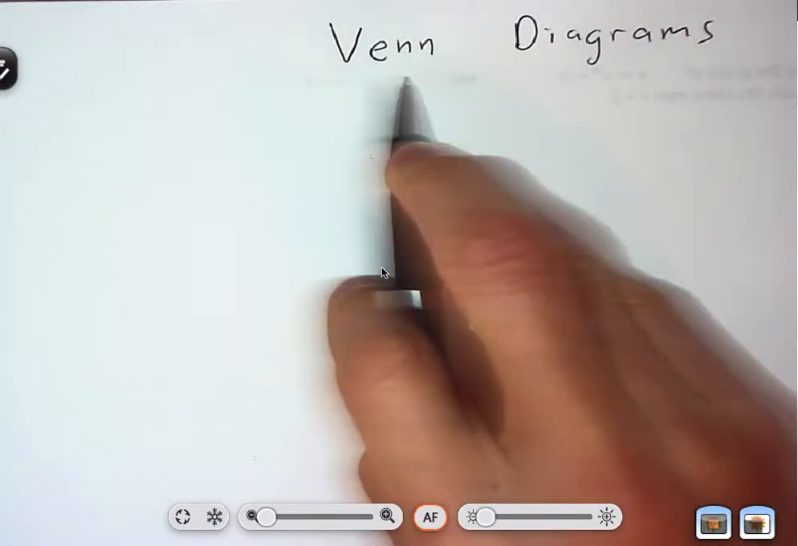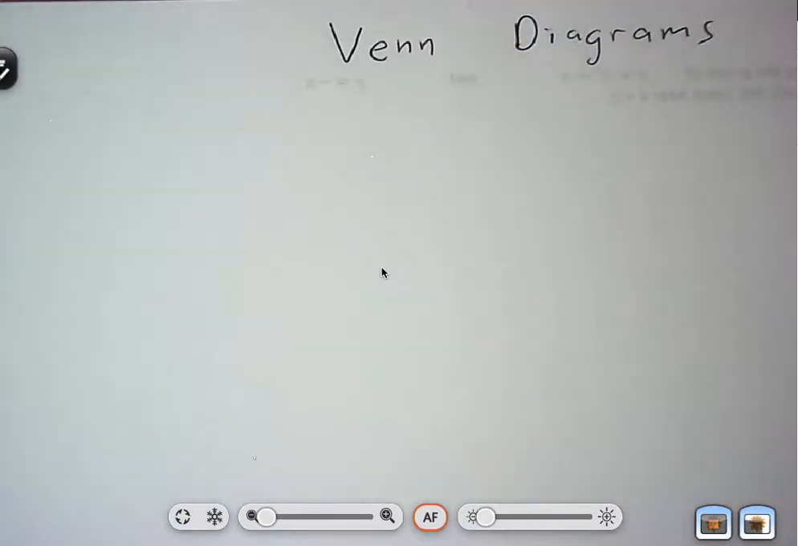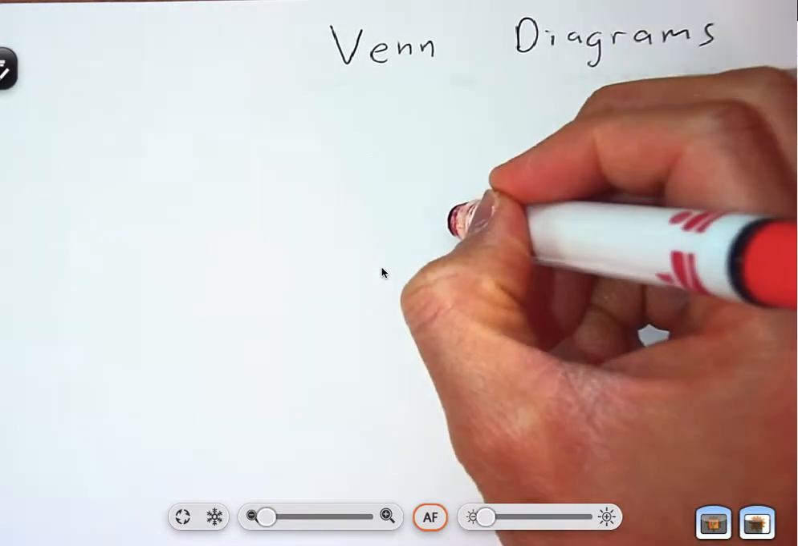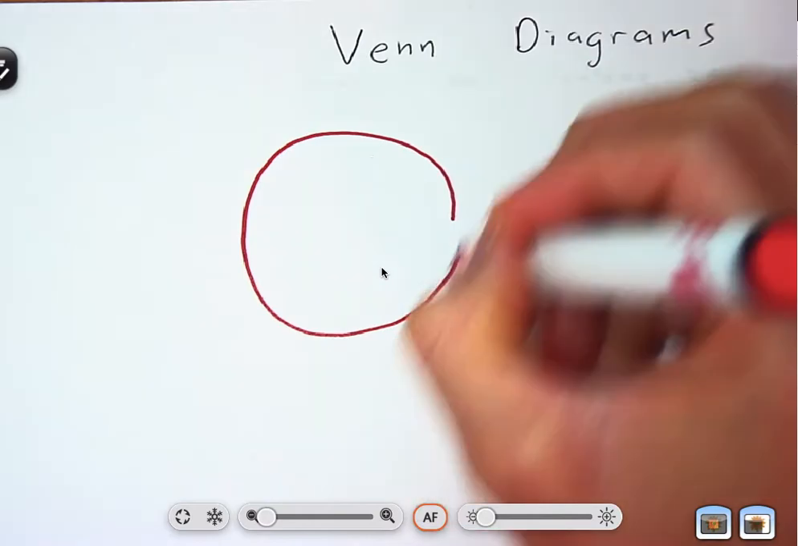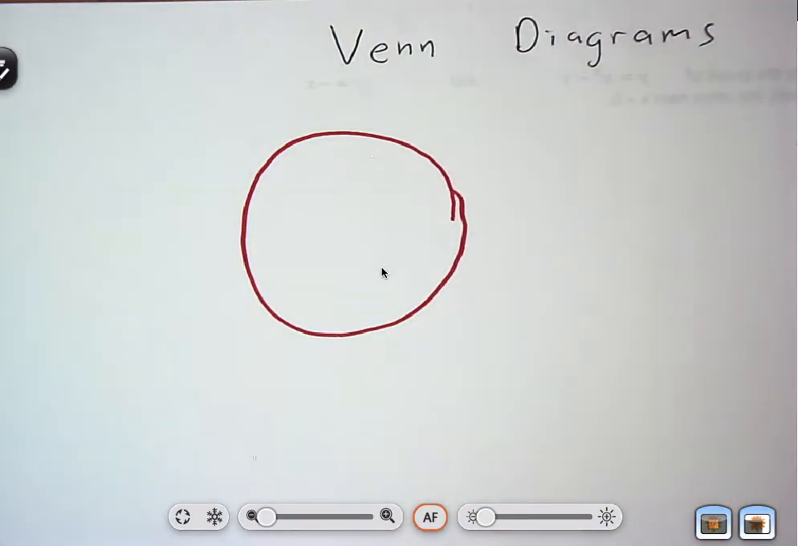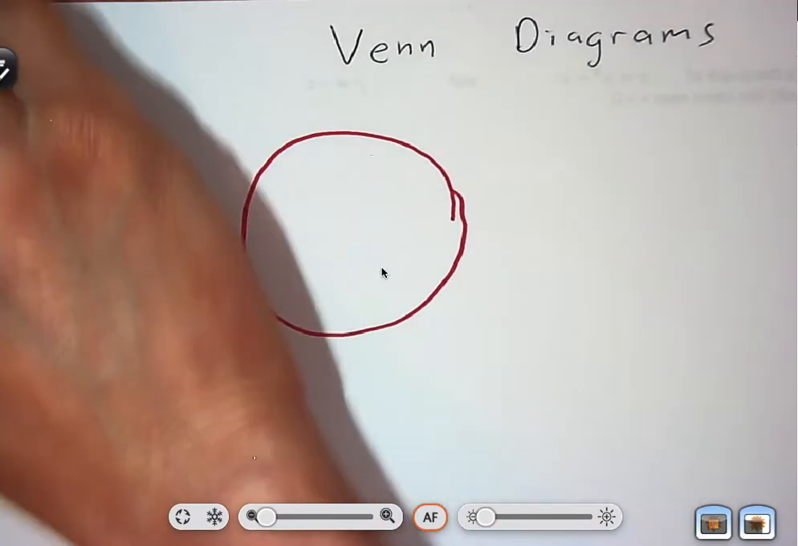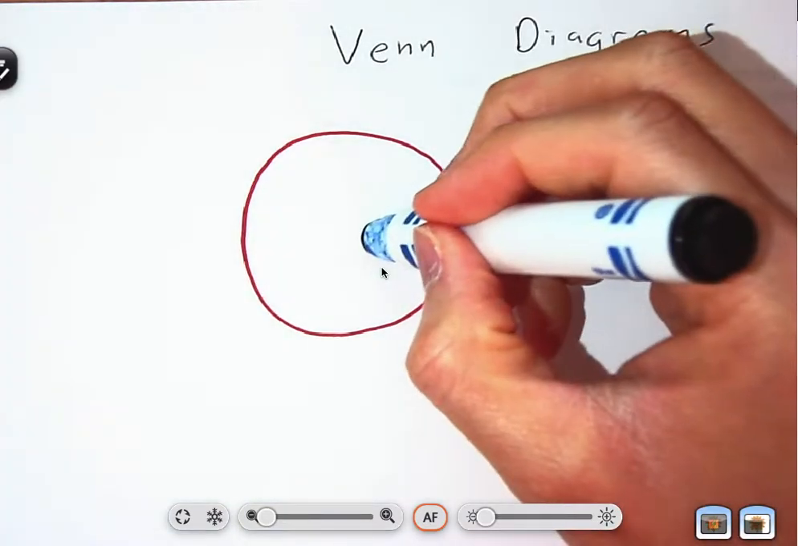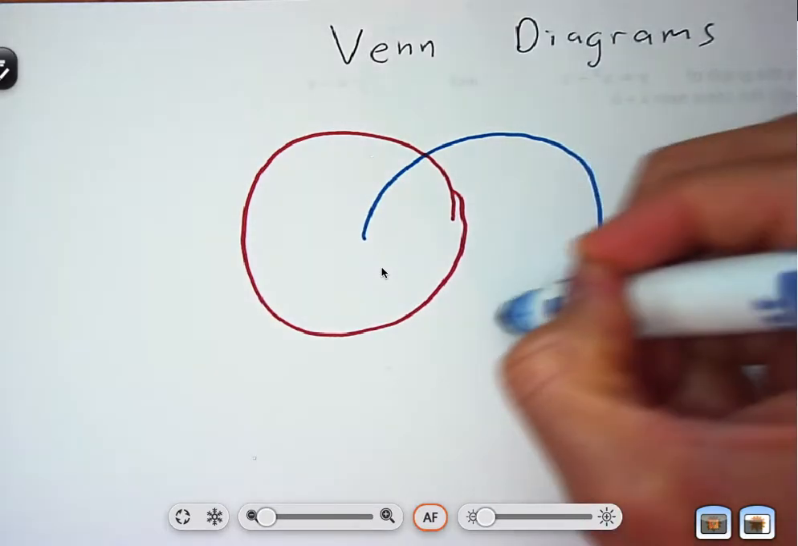Today we're going to be talking about Venn diagrams. Spelled like this, pronounced Venn diagram. Venn diagrams are a graphical or picture representation of relationships between different things. Your traditional Venn diagram looks like this, where that represents one category, one group. And then this next circle represents a different category or group.